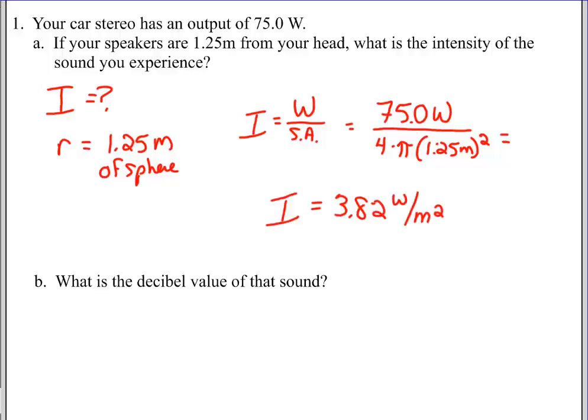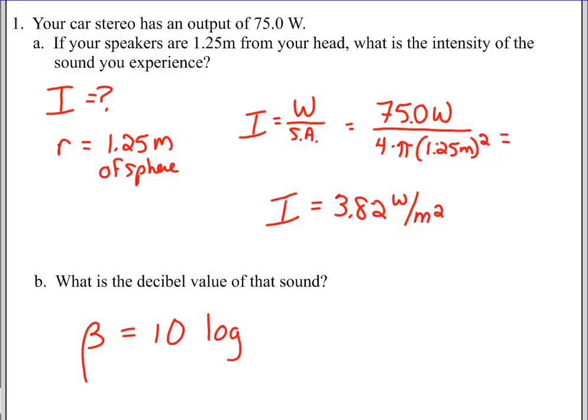Hopefully you got an answer close to 3.82 watts per meter squared. So that's not that big a number. Let's take a look at what the decibel value is. So we're going to use the decibel equation. So we're going to do 10 times the log of I over I0.